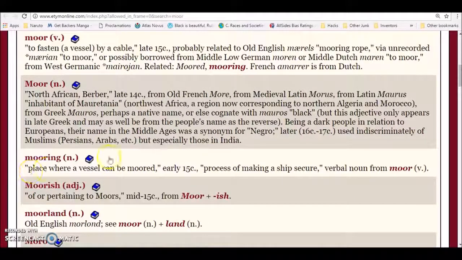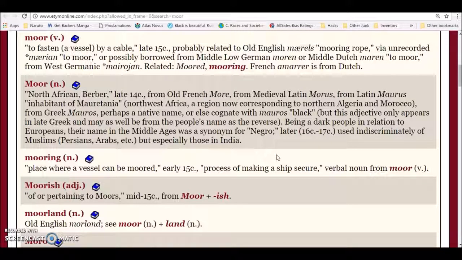All right, so I'm gonna just begin by reading the definition of a Moor. Now, this is an online etymology definition. So, being a dark people in relation to Europeans, their name in the Middle Ages was a synonym for Negro. So, to let you know right there that in the Middle Ages, Moor is a synonym for Negro. And it says later used indiscriminately of Muslims, so Persians, Arabs, etc., but especially those in India.